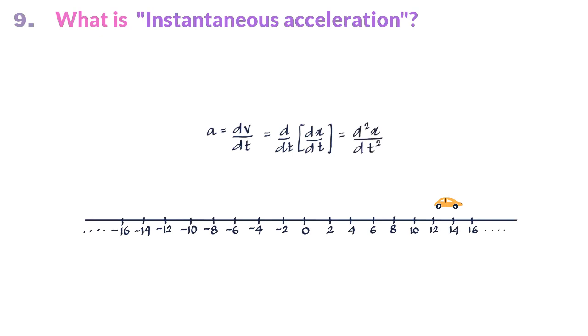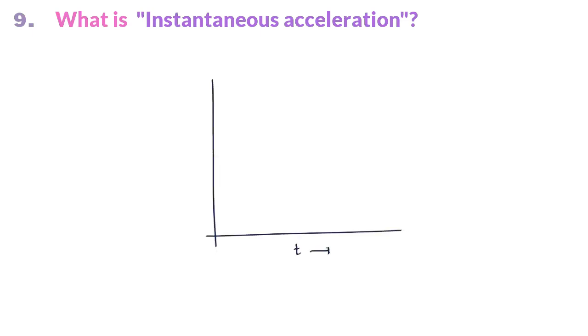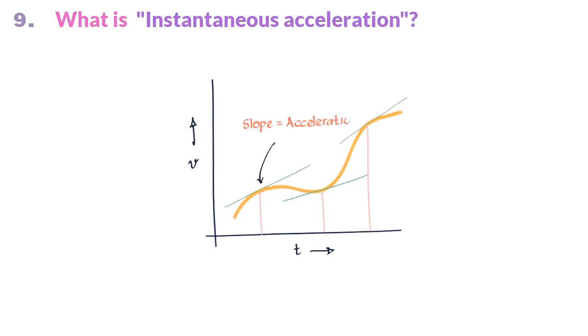Well, how do you find acceleration on a velocity versus time graph? So if you're given a velocity versus time graph, then the slope of the curve at any point on this graph gives the instantaneous acceleration at that point.